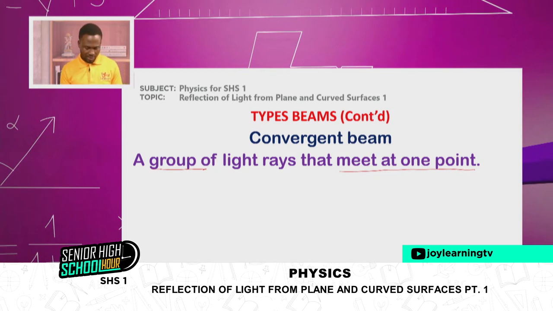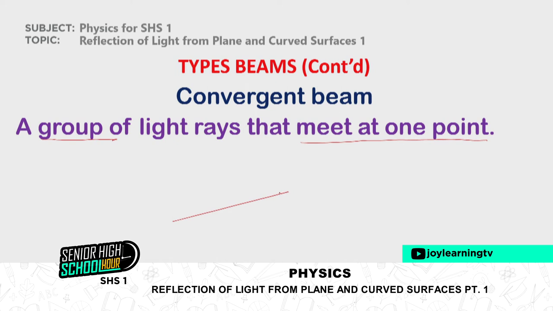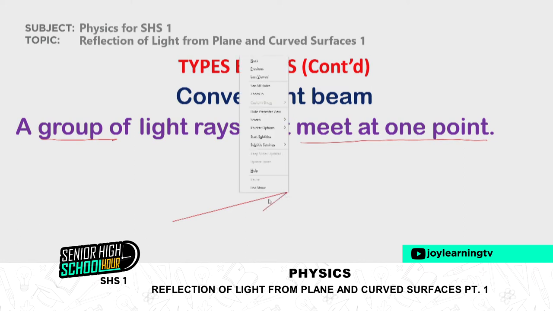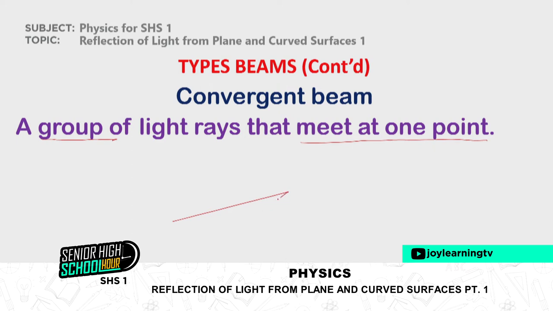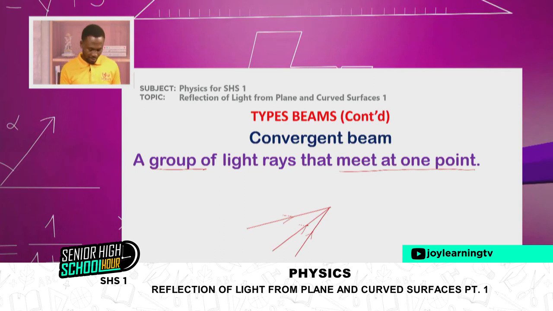Let's see if you can get an illustration for that. So you could have that, then that, then you could have that one too. Of course, they are just lines. But if I put in the arrow, and another arrow, and another arrow, it tells you that the light rays are going to meet at a particular point. So because they are a group of light rays, and they go to meet at a particular point, we say they are converging. So a convergent beam.